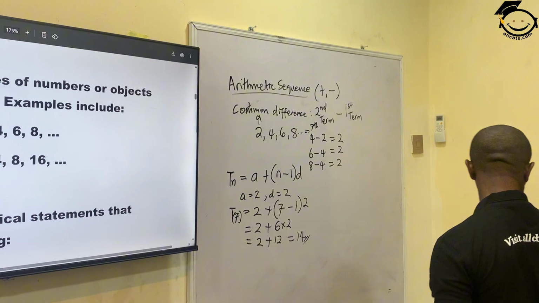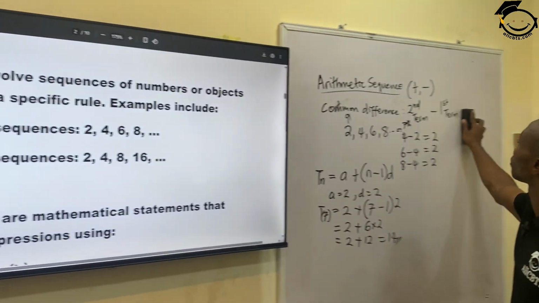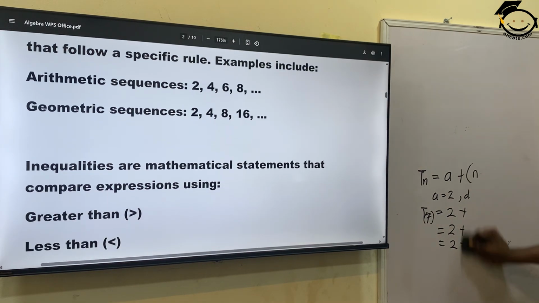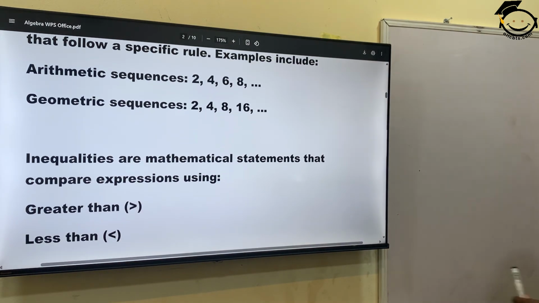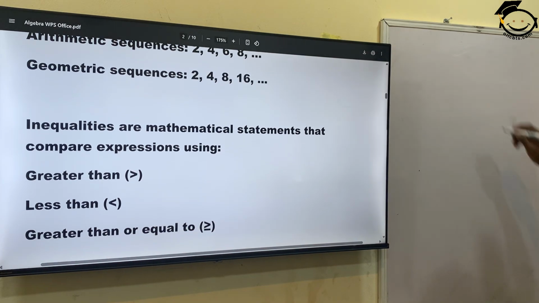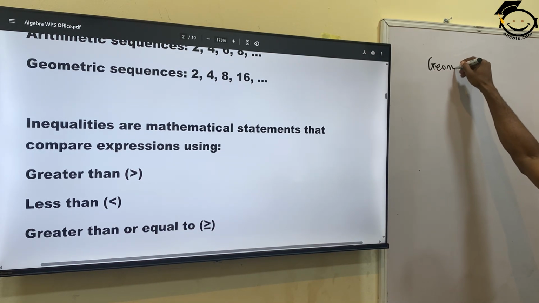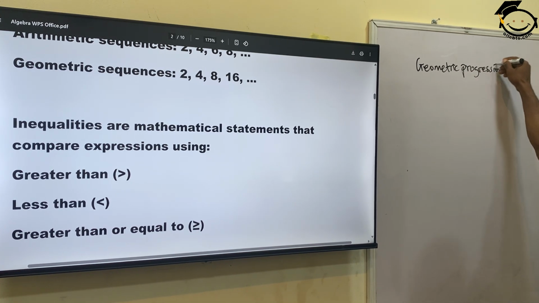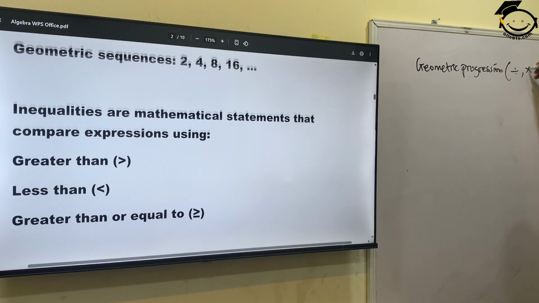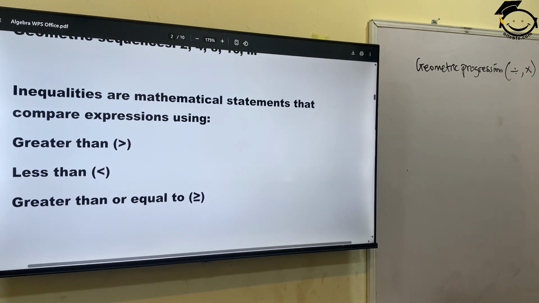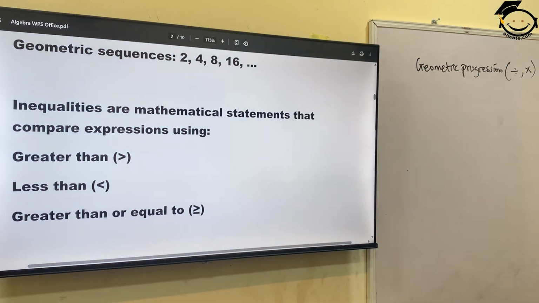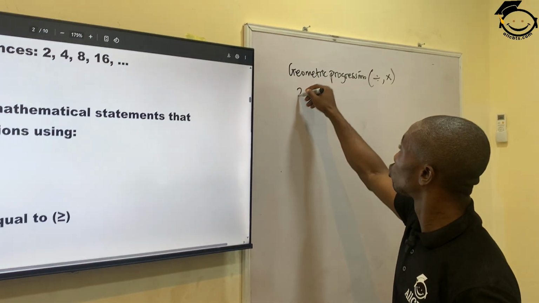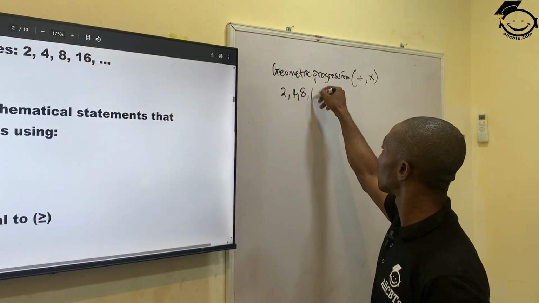Now, looking at geometric progression. Geometric progression, on the other hand, deals with division and multiplication. If we look at the example we have there, our sequence is 2, 4, 8, 16.